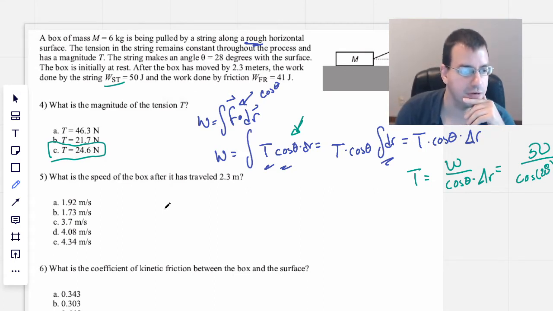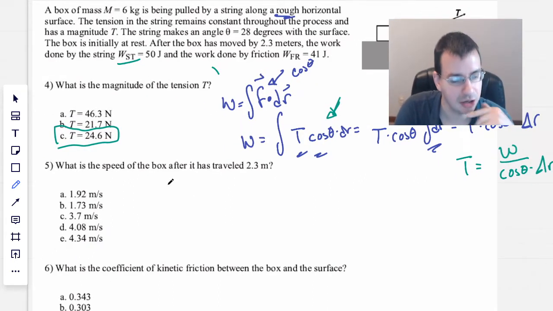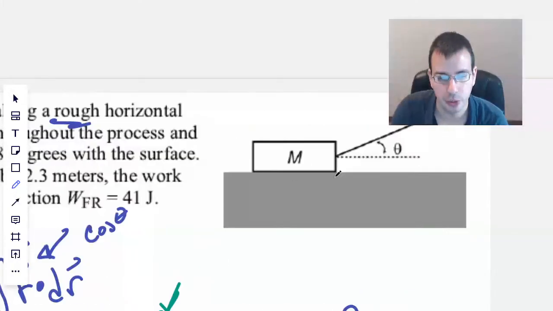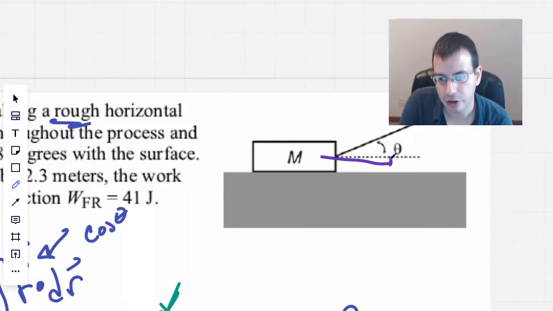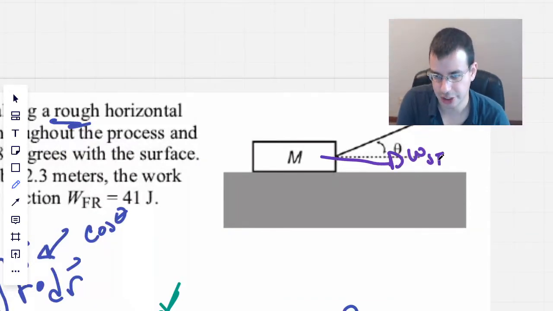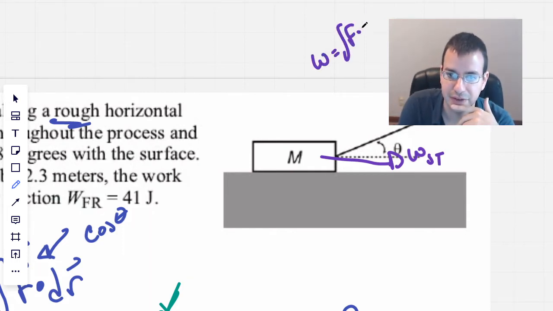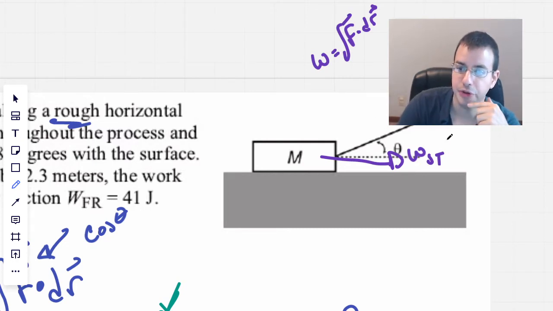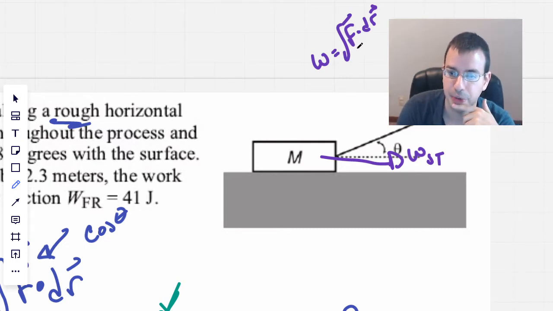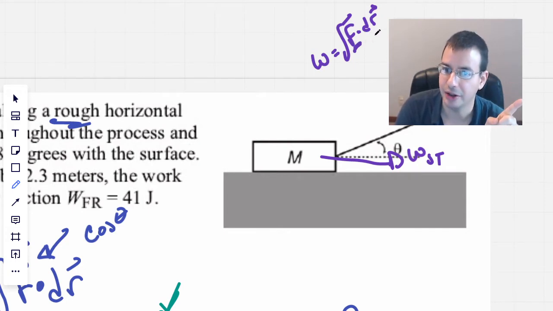Okay, so for this then, we know how much work is done. So we know work string. So we look at this box here. So we have work string going this direction. And it is specifically this direction because work, as we said, is integral F dot dr. And this is going to give a scalar in the direction of dr. So this is the portion of F that's parallel to r.